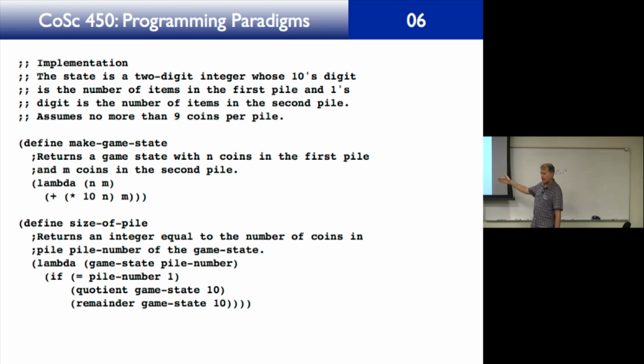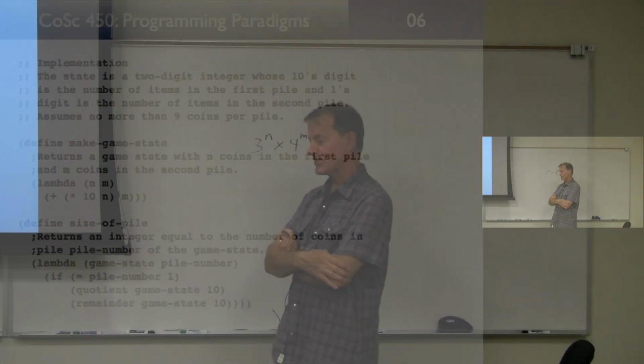This code assumes the state as being one 2-digit integer, where the tens digit is the number in the first pile and the ones digit is the number in the second pile. So it's a different implementation. In fact, the nice thing about this is that we're not limited to just 9 items. Are you with me? You have some more questions? The one today is not limited to 9 items? Correct, it is not.